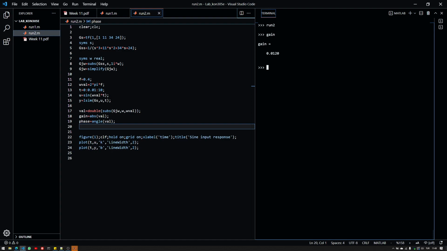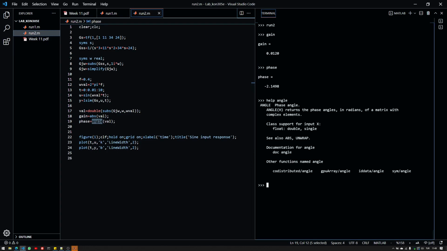So what is the gain and what is the phase? Now of course this should be in radians as far as I remember. So help angle: angle returns phase angles in radians. So I should multiply this by 180 divided by pi. So there we go.